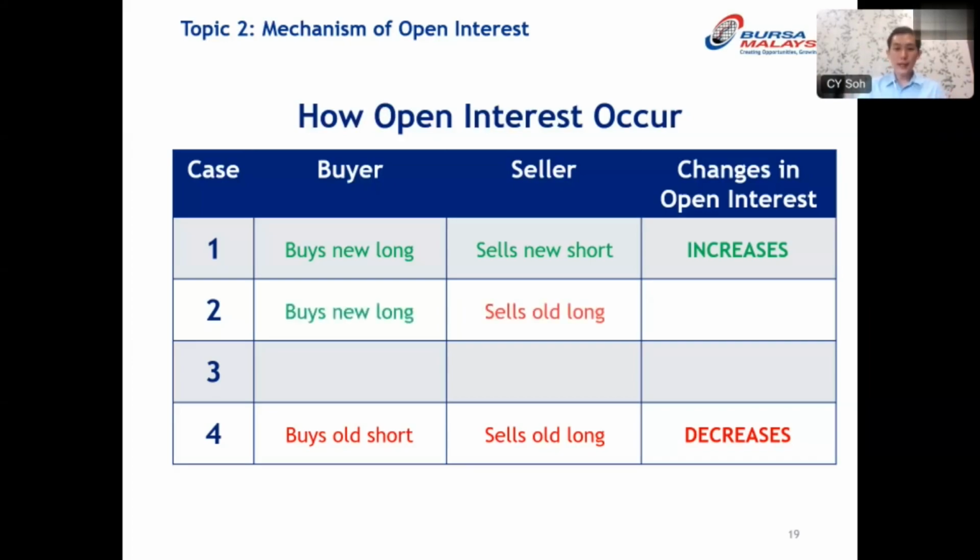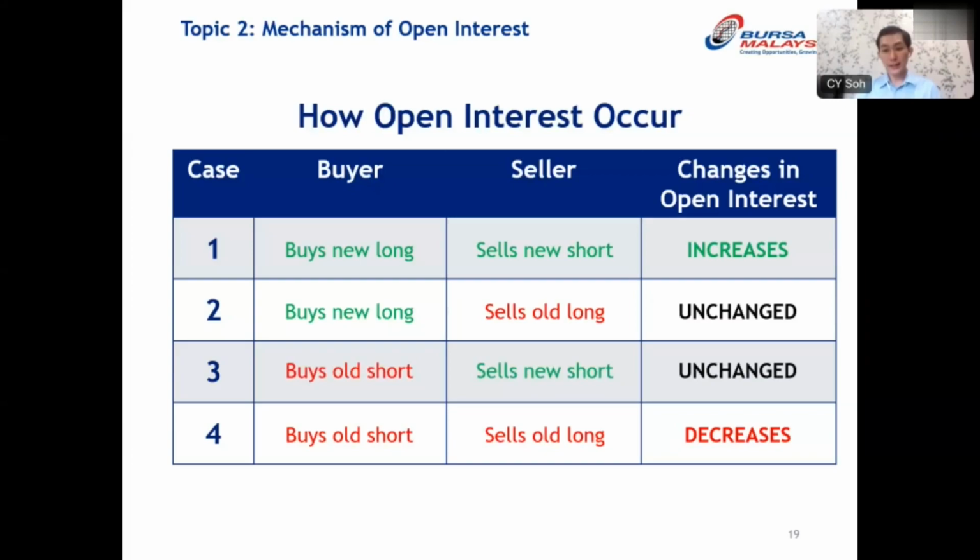Case number 2, a new buyer is entering the market, but the seller is closing their old long position. So one person enters and another person exits. The net effect is that no change takes place in the number of contracts. It remains the same. Similarly, in case number 3, the same thing happens, except this time it is the seller who creates a new contract, and the buyer is closing their old contract position. Because one is entering the market, another one exits. Again, there is no change in the number of contracts.